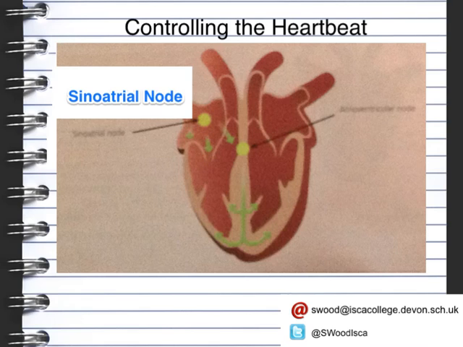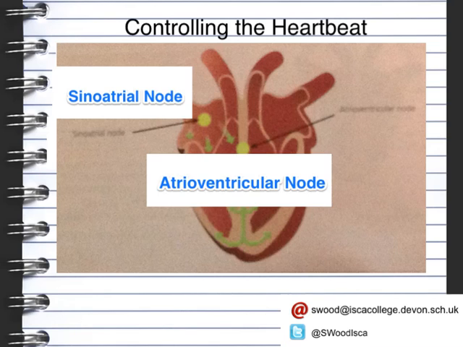Now, here in the middle, we have the atrioventricular node, and what that does is it relays the impulses over to the ventricles to cause those to contract as well. There will be nerves within the heart that are connected to the brain that can send a message to the sinoatrial node to increase the heartbeat in order to regulate it.